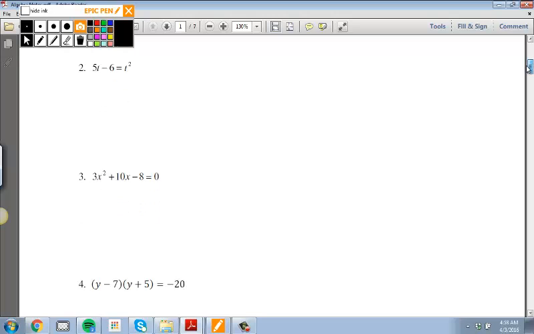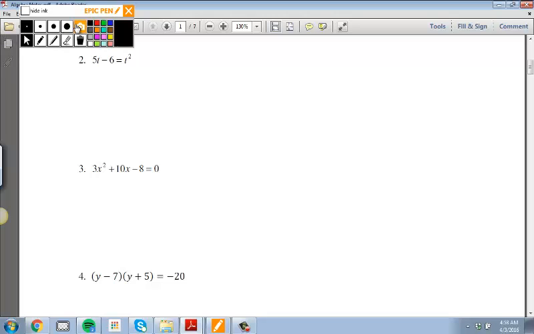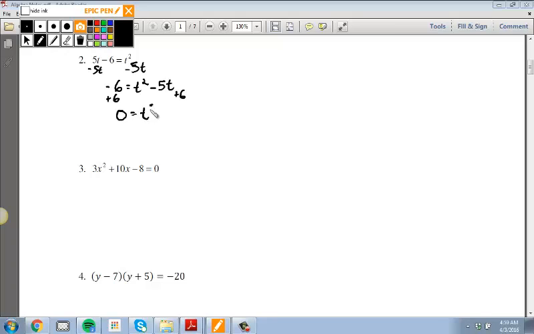Alright, so let's look at another one. This is number 2, 5t minus 6 equals t squared. What I need to do in any quadratic equation is write it in the quadratic form, or the standard form. So I'm going to set it equal to 0 by subtracting the 5t. So negative 6 is equal to t squared minus 5t. Then add the 6 to get 0 is equal to t squared minus 5t plus 6.